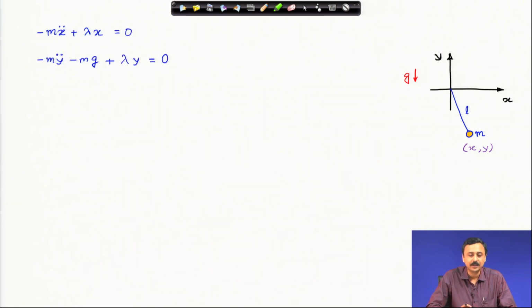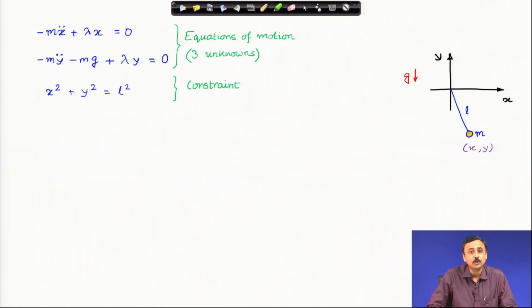These are the two equations, but now it involves a third thing, the lambda. So, two equations, now three unknowns, but remember we also have the constraint, that is also an equation, that also has to be satisfied by x and y. This completes the system. We have three equations and three unknowns, x, y and lambda, but now observe that this is a differential algebraic system.